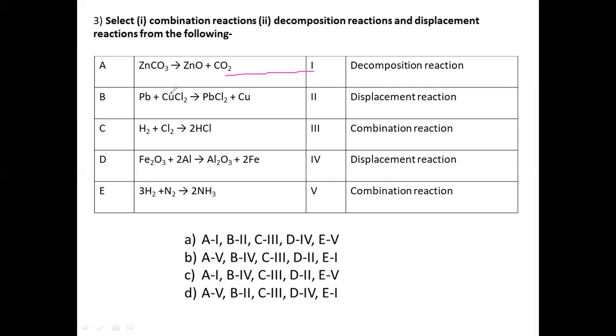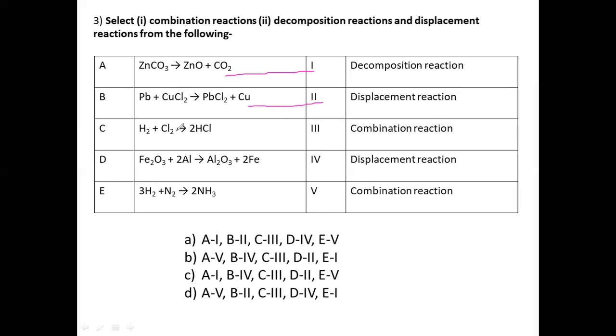Next, lead reacts with copper chloride to form lead chloride and copper. So here, copper has been displaced by lead. So this is an example of displacement reaction, where one element displaces another element and takes its place.